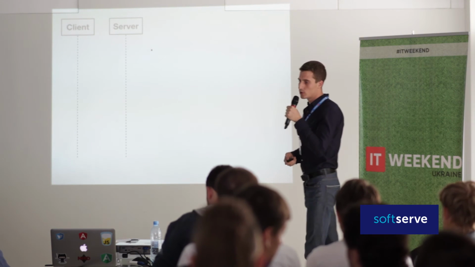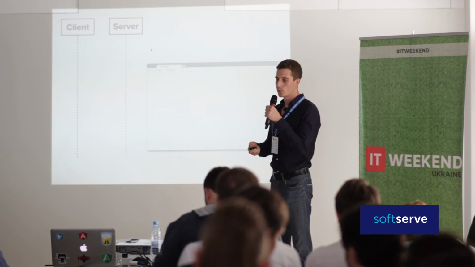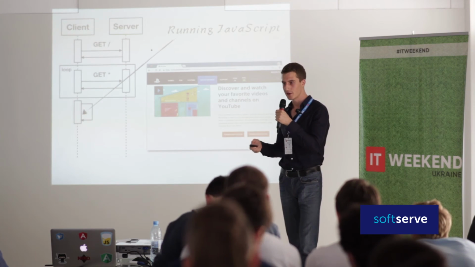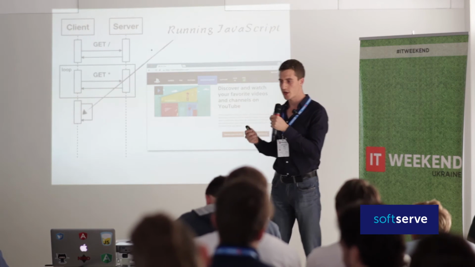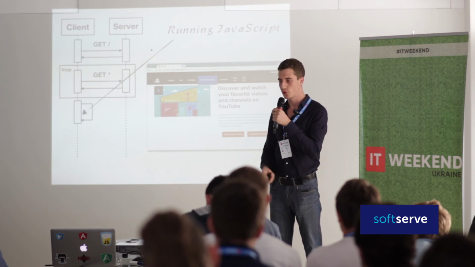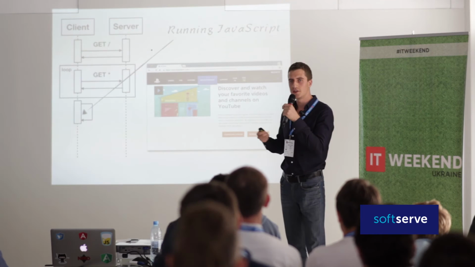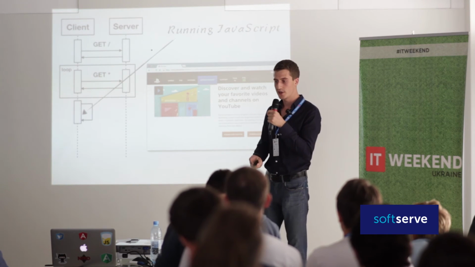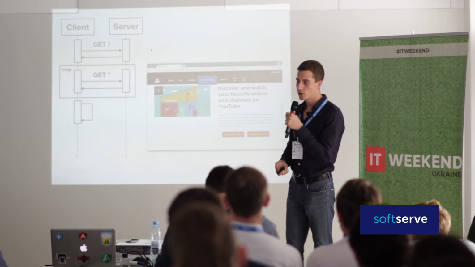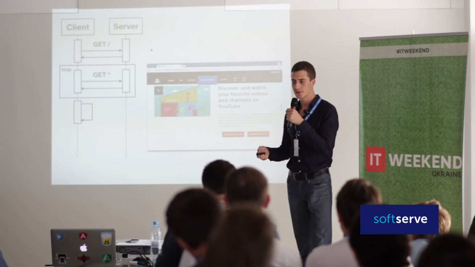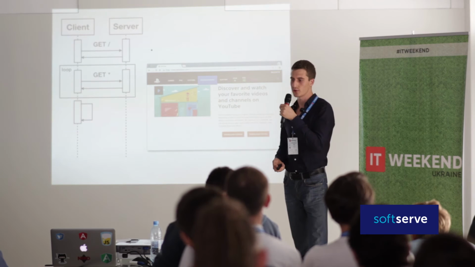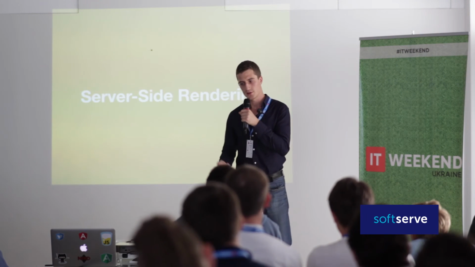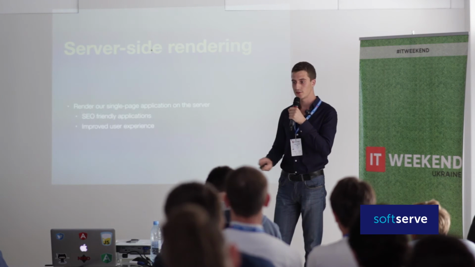So here is how it looks on the picture. First of all, we are doing all the familiar requests. After that, we are running JavaScript. And once we need to run JavaScript, we already have our view rendered, which is awesome. So it can be indexed by search engines, and the user will see the view much faster. However, we need to add all the event listeners required for the view, of course. And this is called server-side rendering, and it is super awesome. You can use it today.